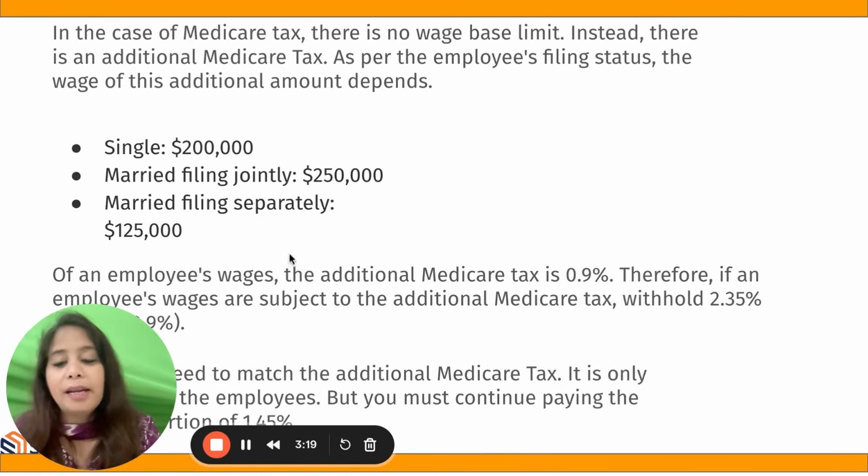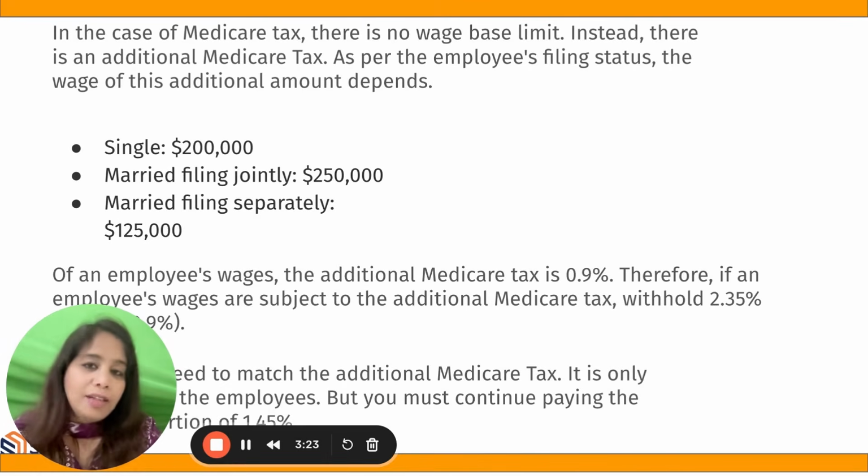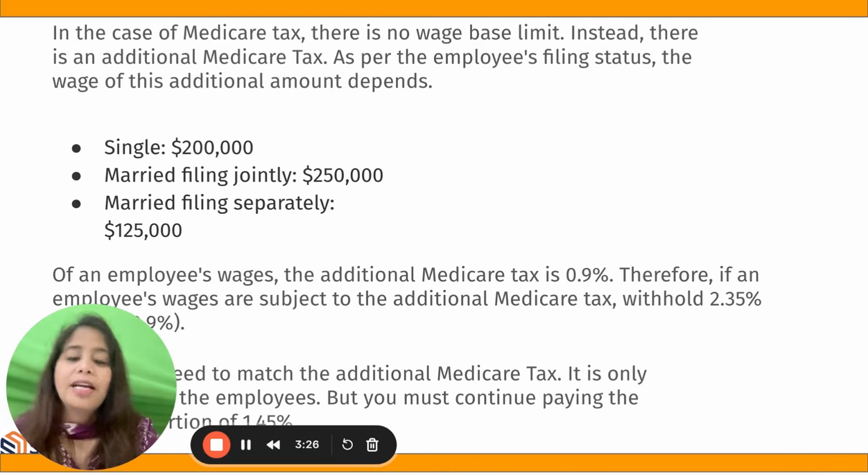What I mean by the ceiling limit is: if as a single filer your salary is more than $200,000 a year, as married filing jointly more than $250,000 a year, or as married filing separately more than $125,000 a year, then from the employee side you have to contribute 2.35% of the salary rather than 1.45%. So you contribute 2.35% if your earning is $200,000 or more as a single filer, $250,000 or more as married filing jointly, or $125,000 or more as married filing separately.